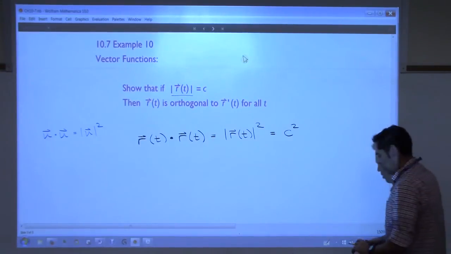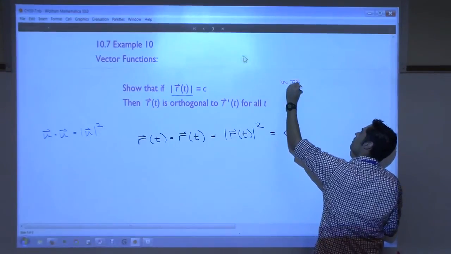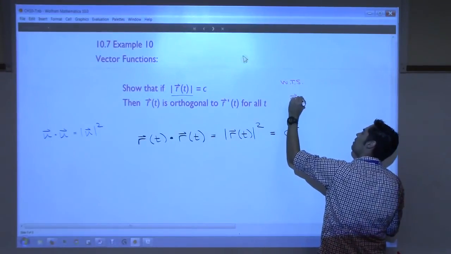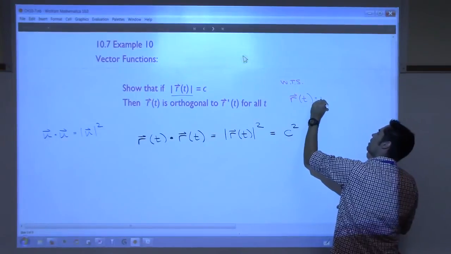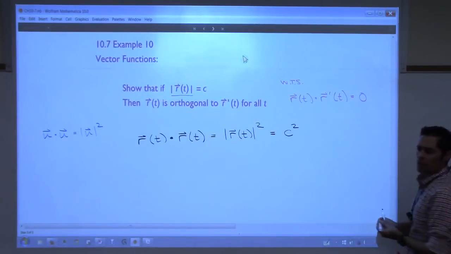What do I want to show? I should have put that up here. What do I want to show? I want to show that r dotted with its own derivative is 0, right? That's what I want to show?